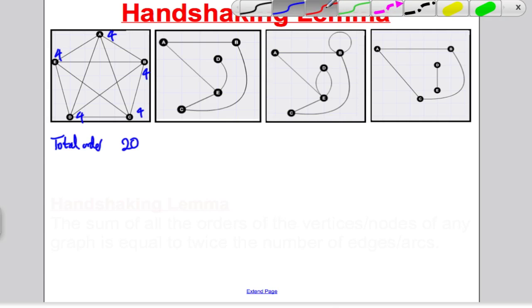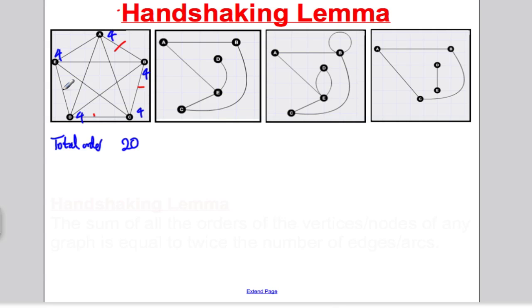Now, the next thing to do, let's just out of interest count how many edges or arcs there are in the whole graph. So there's 1, 2, 3, 4, 5. 1, 2, 3, another 3, and 1, 2. So in total there's 10. So the number of arcs is 10.